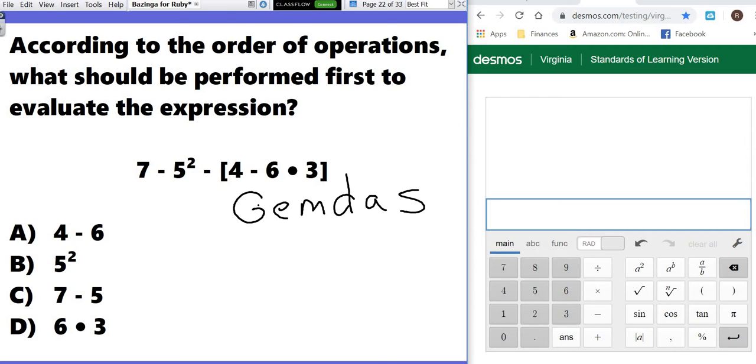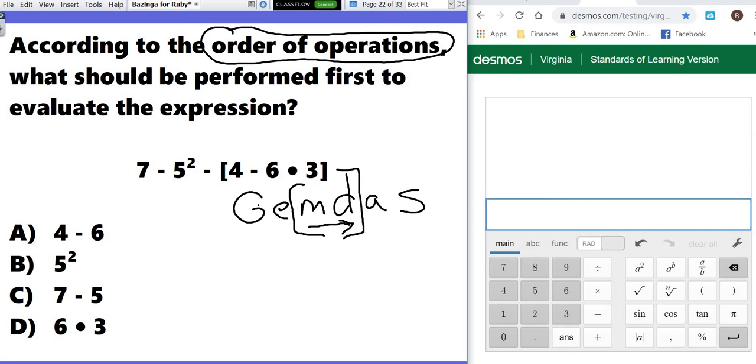So when we talk about order of operations, we're talking about GEMDAS. G stands for grouping, E stands for exponents. The next part, multiplication and division, come next going left to right. Multiplication does not always come before division, it's left to right. And then finally you've got addition and subtraction, left to right, whatever comes first.